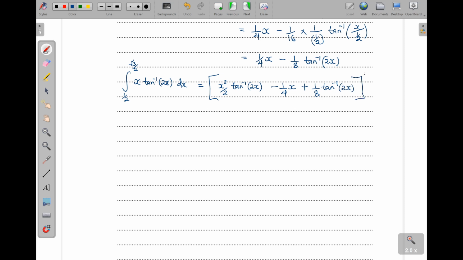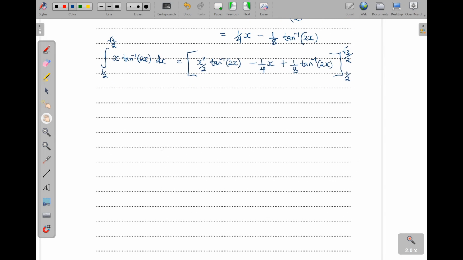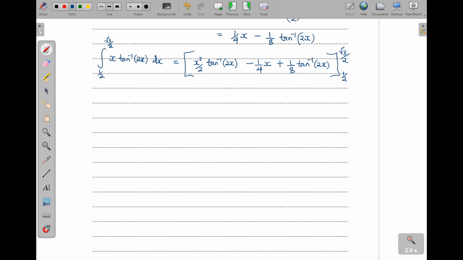Then we can now put the root of 3 over 2, and then a half. Now, let's put the limits. So our limits here, we are going to have root of 3 over 2, you square it, divide it by 2, then arctan of 2 times root of 3 over 2, minus, this is a quarter, times root of 3 over 2, then plus 1 over 8, then the arctan of 2 times root of 3 over 2.